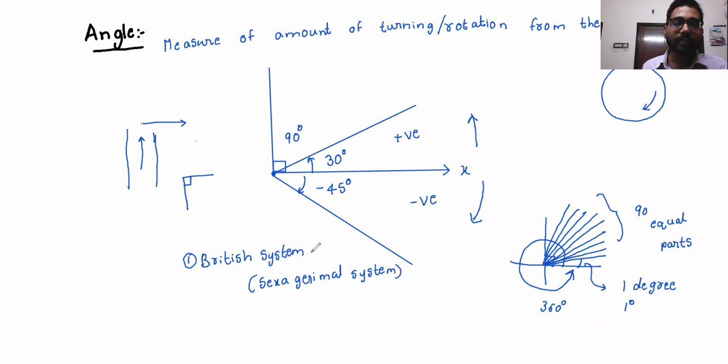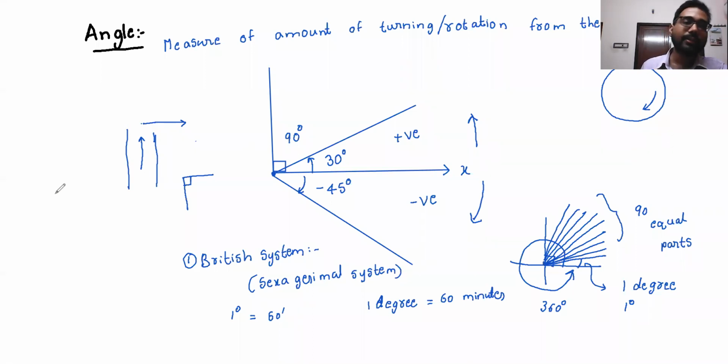Now this is the sexagesimal system. Why did the name sexagesimal come? Because of this further division. 1 degree you can divide into 60 equal parts, and 1 degree is equal to 60 minutes. That means you take 1 degree and divide it into 60 equal parts, and one such part is called 1 minute.